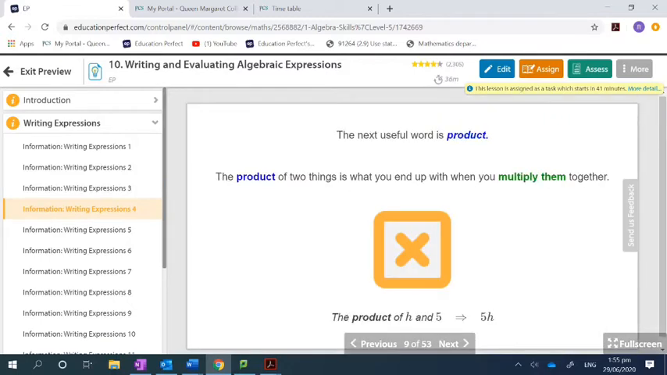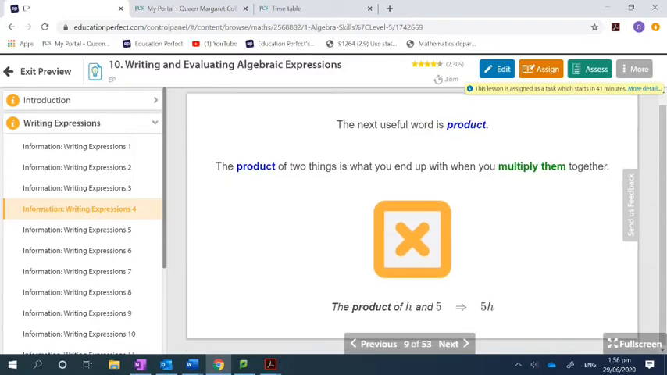Okay. The next useful word is the word product. Product always means what operation? Multiply. You're going to see that quite a lot. It's very important that you understand multiplying. So the product of h and 5. Now look how they wrote it. 5h. Right. Where's the multiplication symbol? You don't need one if you're multiplying a number times a what? A variable. Excellent. But notice the number always comes first, even though it was h times 5, that's really 5h.